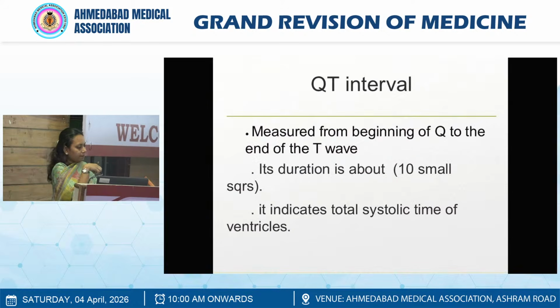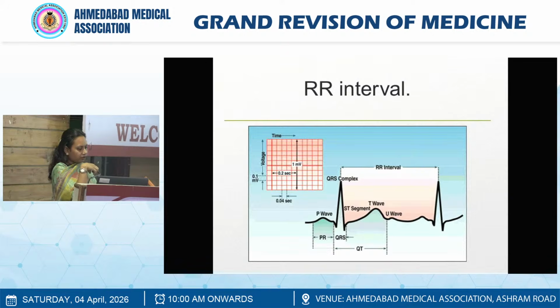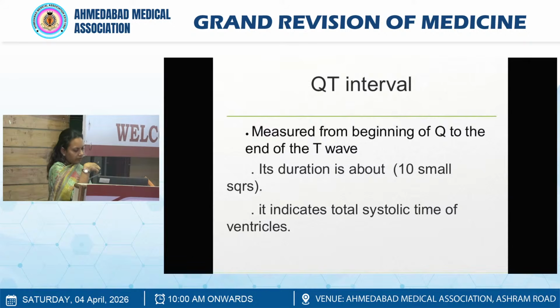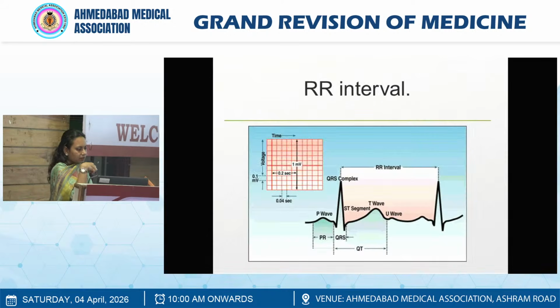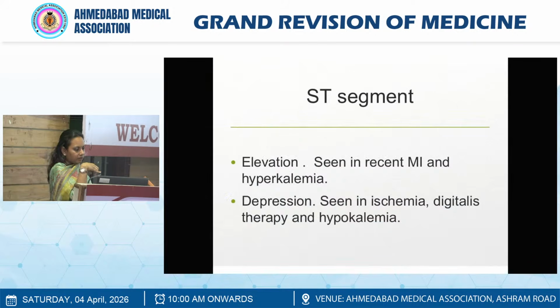QT interval, it is measured from the beginning of the Q wave to the end of the T wave. Its duration is about 10 small squares and it indicates the total systolic time of the ventricles. See, P wave, PR interval, that is beginning of the P wave to the beginning of the Q wave, QRS complex. Then QT is beginning of the Q to the end of the T wave, and RR interval is between the two QRS complexes.